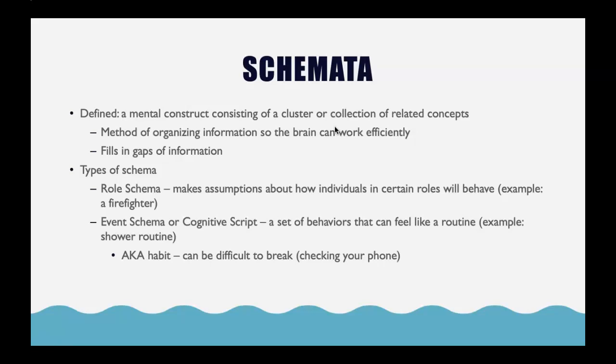So we have schemas that are role schemas and event schemas. Role schemas are going to deal with people's roles in society. So we're making assumptions about how individuals will behave in their roles. If I say I'm a mom, what are you going to think about my role? You may think, oh, well, she's probably loving, she probably plays a lot of games, she's very caring. What do you think about a firefighter? Maybe you think about someone's sex or gender. Maybe you think about a hero, right? These are the types of ideas for a role schema.